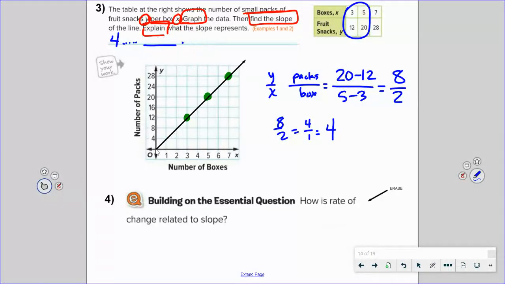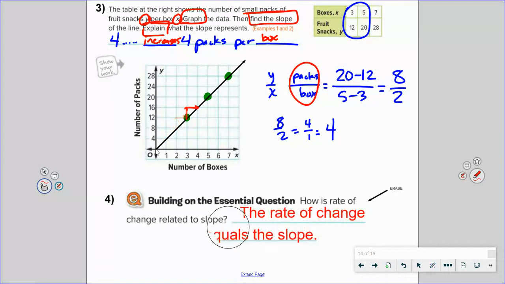Maybe I should write blank. So again, what are we comparing? That's when we come back and we say, look, it's packs per box. And it is increasing. It is not decreasing. In this case, it goes up 4 packs. Here, let me go with some disappearing ink here. 4 packs for one more box, another box, 4 packs, 4 packs for another box, 4 packs for another box. You get the idea. So how is slope related to rate of change?